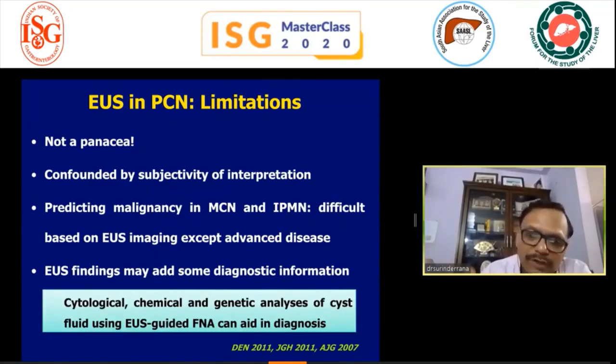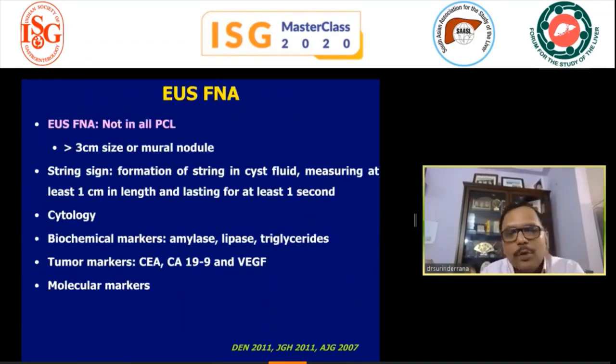The step forward is to do a cytological, chemical, and genetic analysis of the cyst fluid using an EUS-guided FNA. But then EUS FNA is not to be done in all cystic lesions. A cystic lesion of 1 centimeter, asymptomatic, you just don't need to do an EUS FNA. It is usually done in cystic lesions which are more than 3 centimeters in size, or they have a mural nodule, where you sample both the fluid as well as the mural nodule. So what do you do when you aspirate?